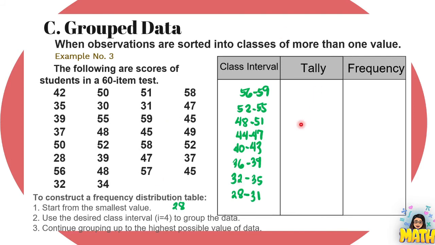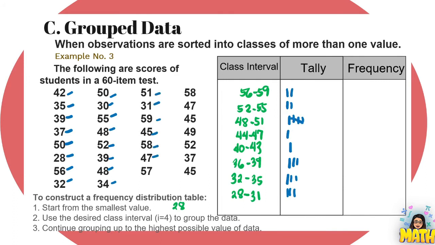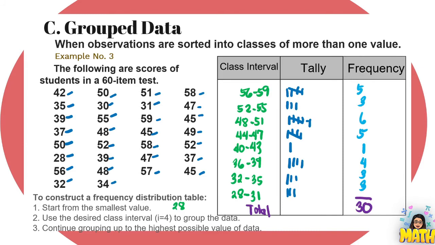Next is we tally it. 42 here, 35, 39, and so on, so forth. Alright, once we're done tallying it, we simply just write it properly in the frequency column. So to double check our answer, we simply just need to put total here and add the frequency. So it must be equal to the total samples or data that we have here. So we have 30 samples here.